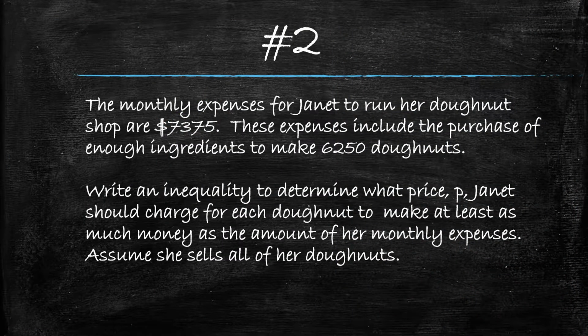Alright, so question 2 states, the monthly expenses for Janet to run her donut shop are $7,375. These expenses include the purchase of enough ingredients to make 6,250 donuts. Write an inequality to determine what price, P, Janet should charge for each donut to make at least as much money as the amount of her monthly expenses. Assume she sells all of her donuts. Alright, so let's figure this out.